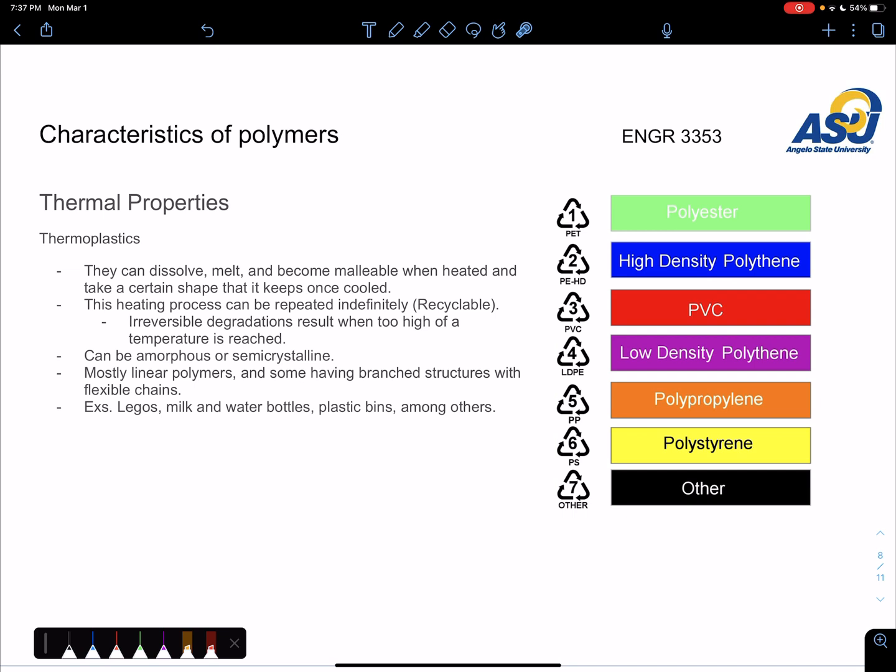And thermal properties. So thermoplastics can dissolve, melt, and become malleable when they're heated or put under some temperature. And when they take a certain shape, they keep it once cooled. So if you put them in a mold, injection molding, or those kinds of manufacturing processes, once they've cooled down, they keep that mold that they were put into. So this heating process can be repeated indefinitely.